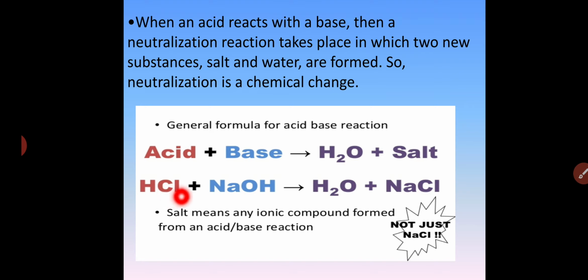So for example, we can take hydrochloric acid. HCl is defined as hydrochloric acid. It will react with a base, that is sodium hydroxide, and gives water plus sodium chloride. This is a type of salt.